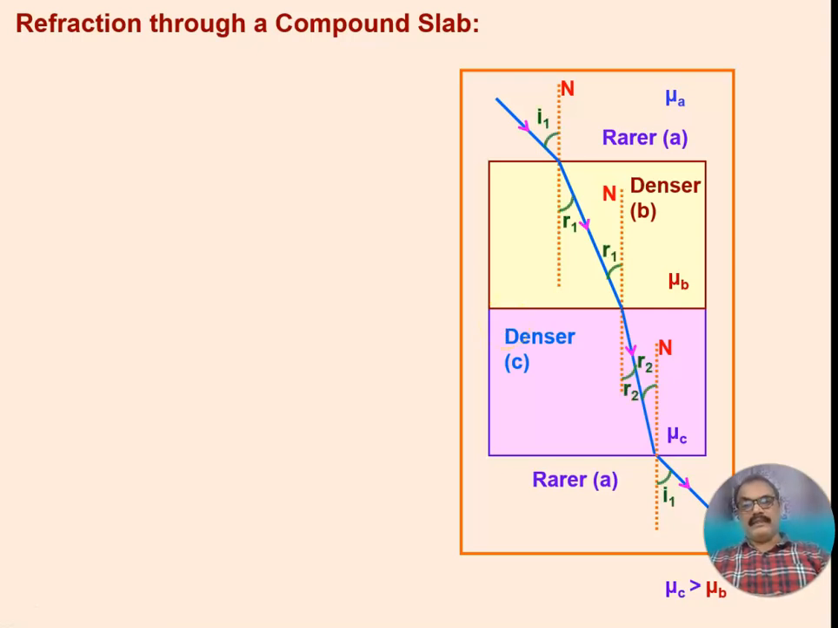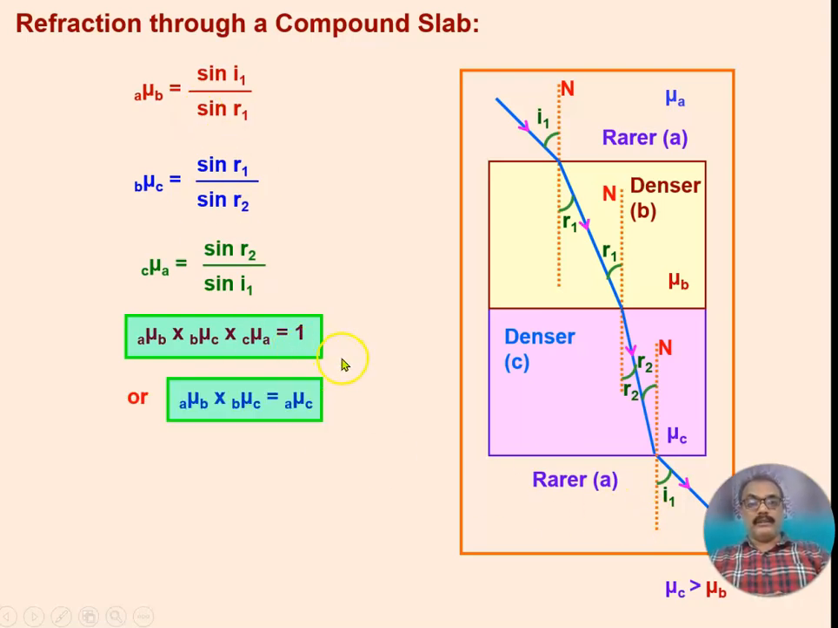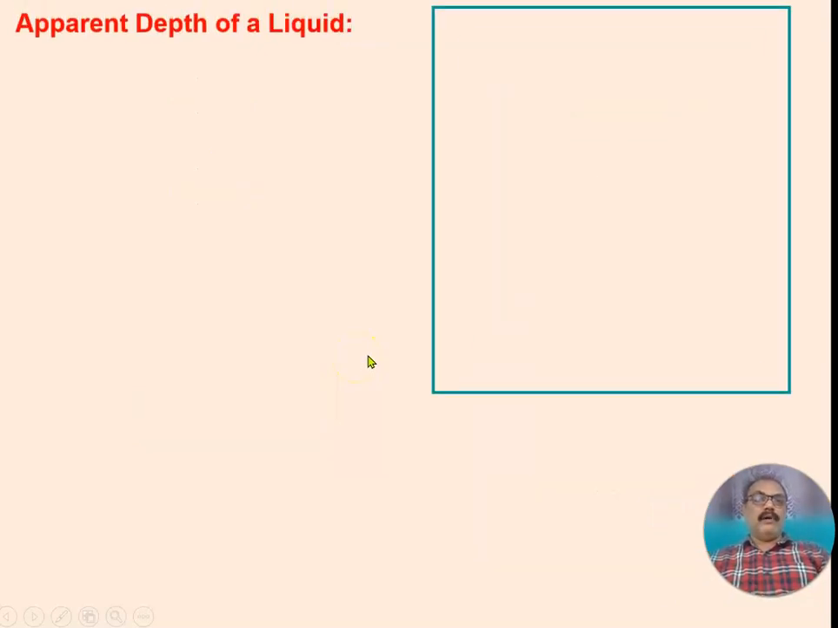Try to remember and see properly all those things, and you can see one relation will come. A to B, you will get this. B to C, you will get this. C to A, you will get this. A, B, C are the three media. When you multiply, you will get 1. This is one of the important relations which will help you to solve numericals.